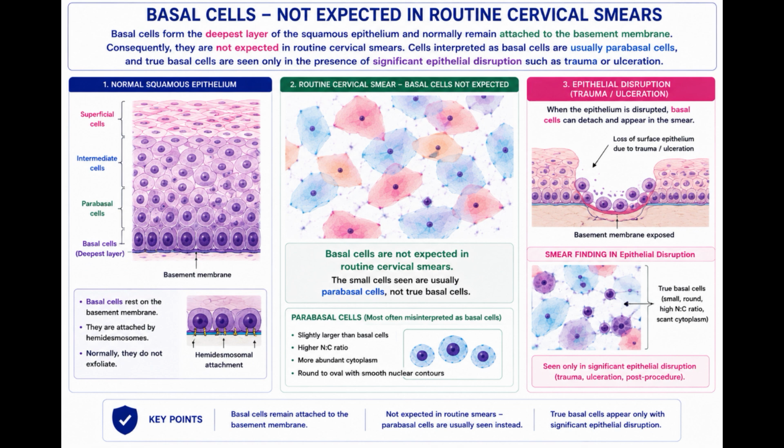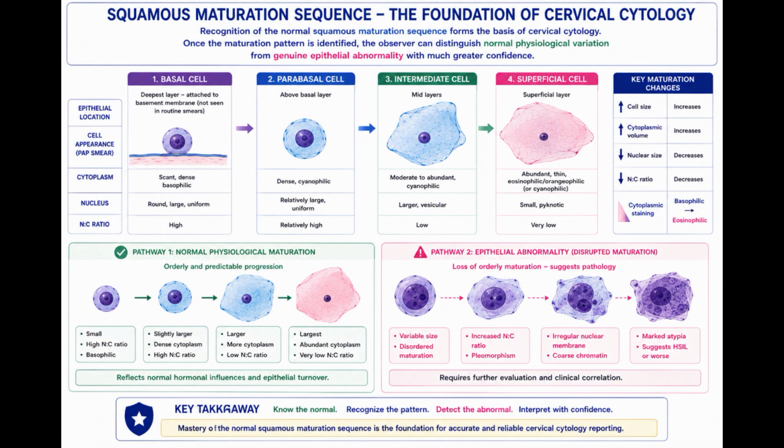Consequently, they are not expected in routine cervical smears. Cells interpreted as basal cells are usually parabasal cells, and true basal cells are seen only in the presence of significant epithelial disruption, such as trauma or ulceration. Recognition of the normal squamous maturation sequence forms the basis of cervical cytology. Once the maturation pattern is identified, the observer can distinguish normal physiological variation from genuine epithelial abnormality with much greater confidence.